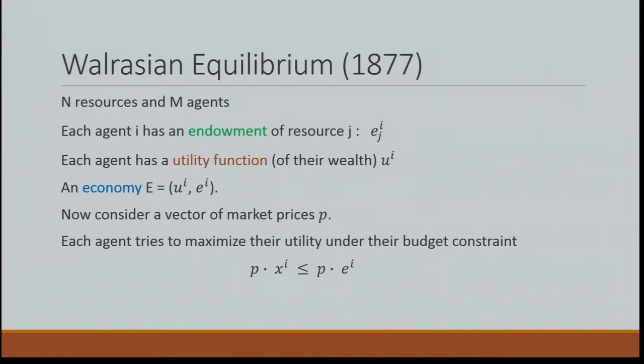As long as his total money is less than what he started with, he wants to optimize the utility he gets from these X_i now instead of E_i. So he wants to maximize the utility under this constraint, because he can't just generate wealth out of nowhere.